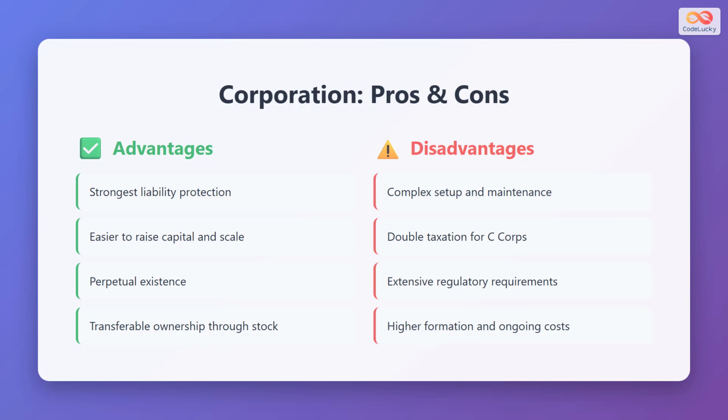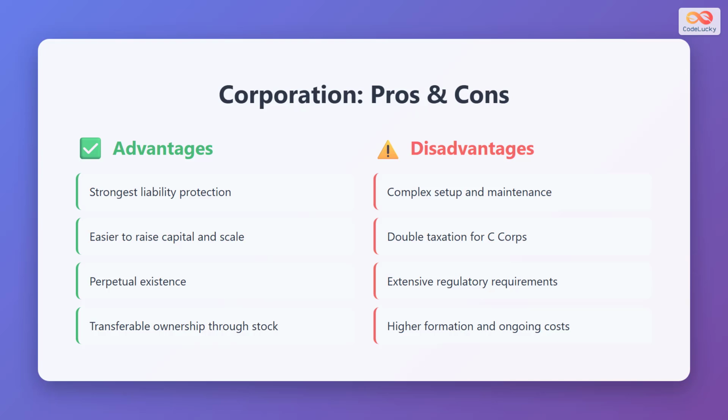Corporations offer the strongest liability protection, completely separating personal assets from business obligations. They make it easier to raise capital through stock sales and attract investors. Corporations have perpetual existence, continuing even if owners change or pass away. Ownership is easily transferable through stock transactions.